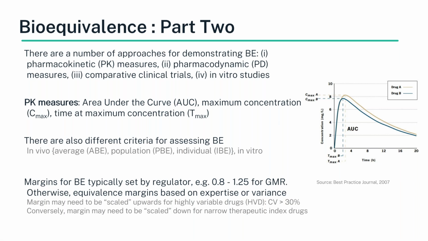So this curve can be generated from taking samples from the subject before administration and then at certain times afterwards. And different agencies will have different requirements for the timing and number of samples that need to be taken. Typically these relate to the half-life of the drug, and you need to take certain samples at certain times in order to accurately predict the concentration time curve.